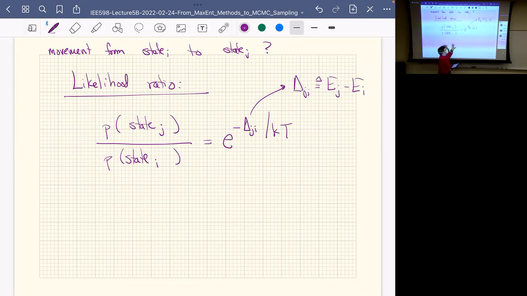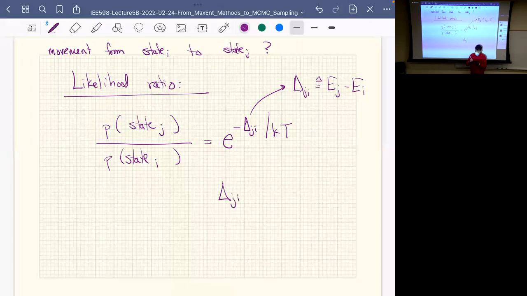This is kind of what I was trying to get to: if I have a certain energetic state at some microstate j and some other energetic state at microstate i, and I'm currently in state i, then delta ji represents the energetic jump that I need to get from one microstate to another. This likelihood ratio provides a mapping that tells me how likely it is for me to make that jump. And if my delta ji is far greater than kT, then is it a likely jump or an unlikely jump?